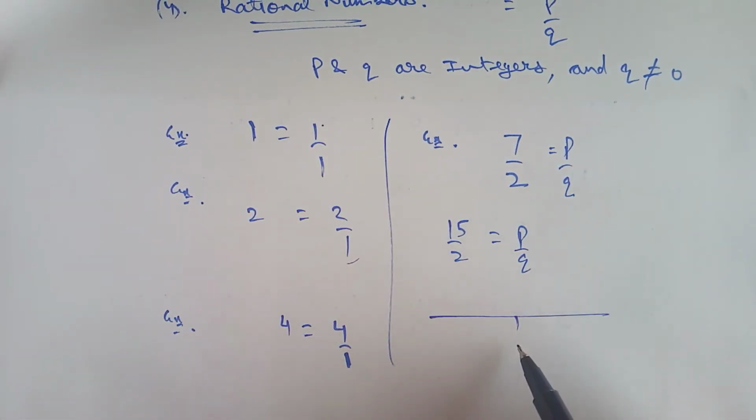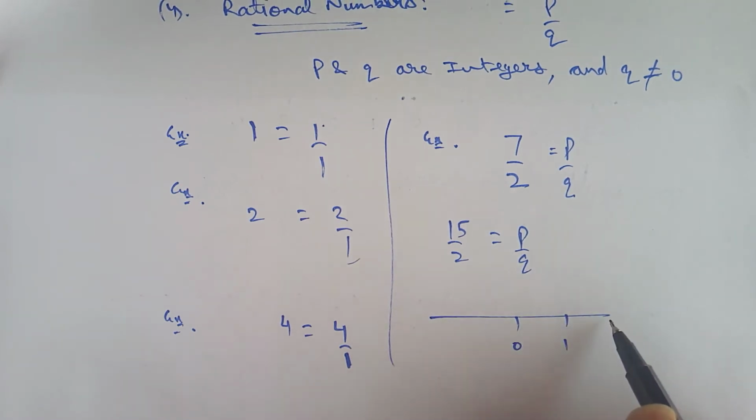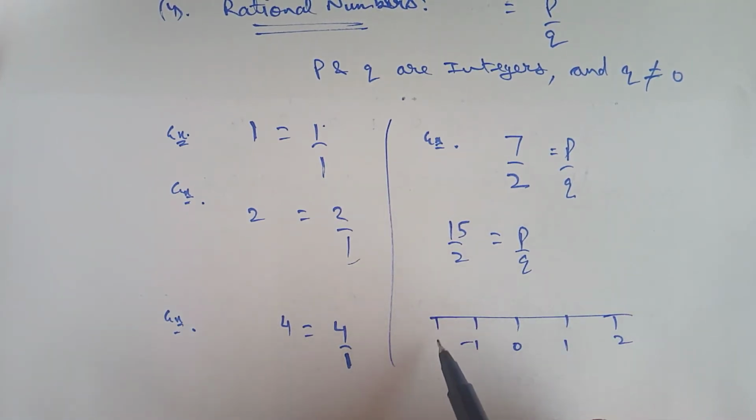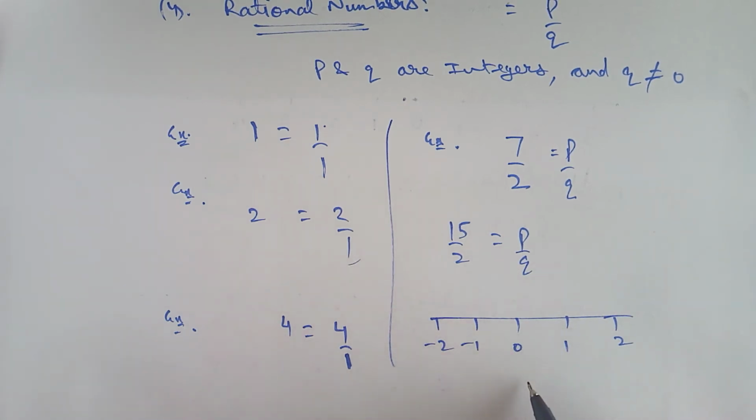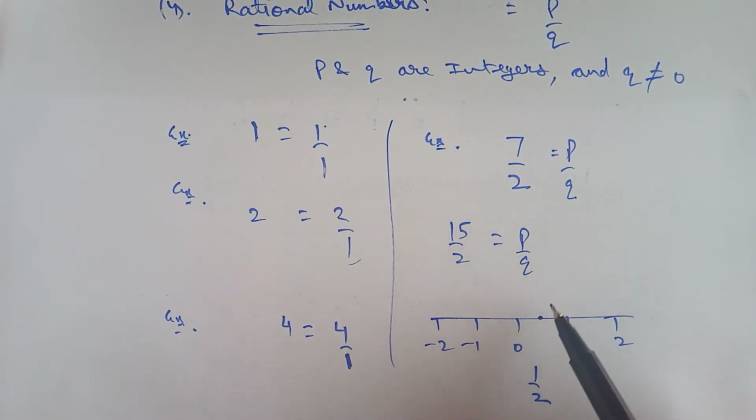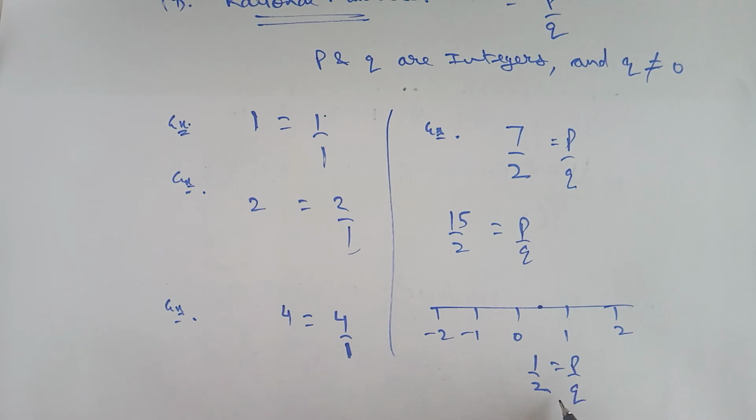Suppose this is a number line, this is 0, this is 1, and so on. This is minus 1, minus 2, and so on. If I write a number 1 upon 2, now this is a number which lies exactly between 0 and 1. This is the midpoint of 0 and 1. This number is actually 1 by 2. Again, this is of the form p by q, q is not equal to 0. So this is a rational number.